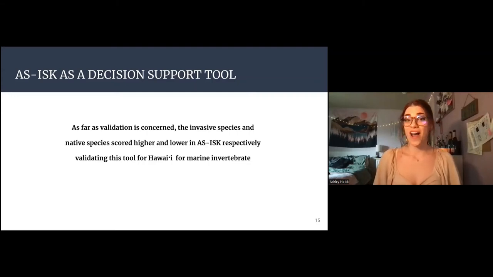So running these through, I obviously got a native score that is lower than my invasive score. And so therefore it would validate the tool for the state of Hawaii for marine invertebrates. My project scope was quite narrow as I only had a couple years to do it. But if people were to further this research, it'd be extremely interesting to continue to validate this software for different marine invertebrates or even a variety of organisms.